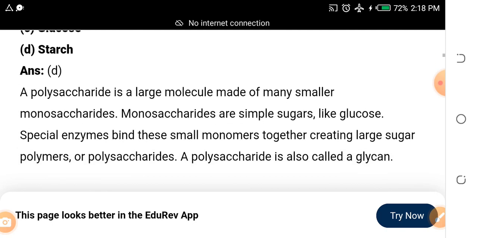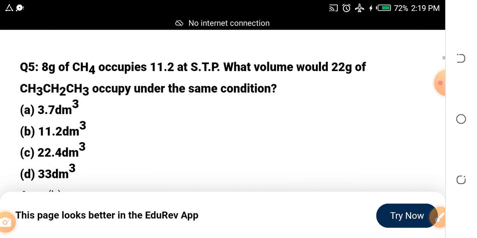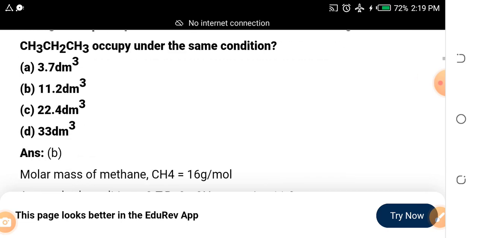A polysaccharide is a large molecule made of many smaller monosaccharides. Monosaccharides are simple sugars like glucose. Special enzymes bind these small monomers together, creating large sugar polymers or polysaccharides. A polysaccharide is also called a glycan. I hope you are learning.